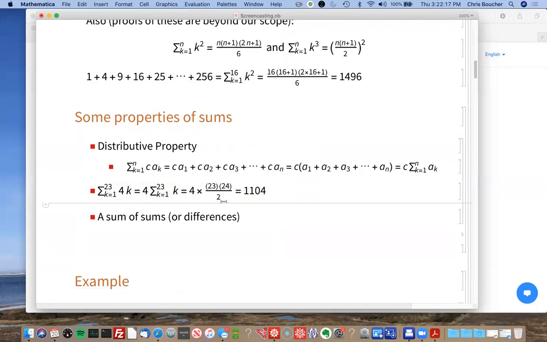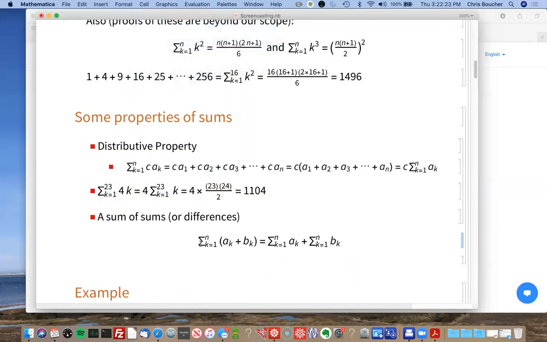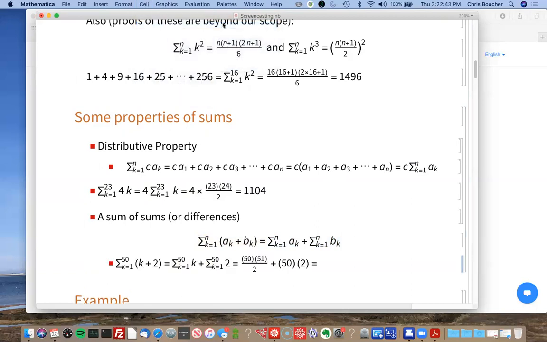Another property of sums is that if I have a summation that contains a sum, right? So for example, something like this, where the term formula, which is this thing, contains a sum. It's a sum of two different formulas, a sub k plus b sub k. Then I can split the sum into two separate sums, the sum of a sub k plus the sum of b sub k. And that's true whether the plus sign there is a minus sign as well.